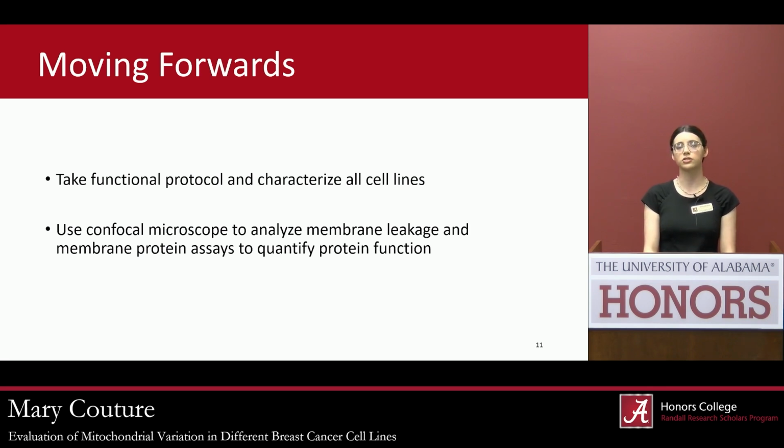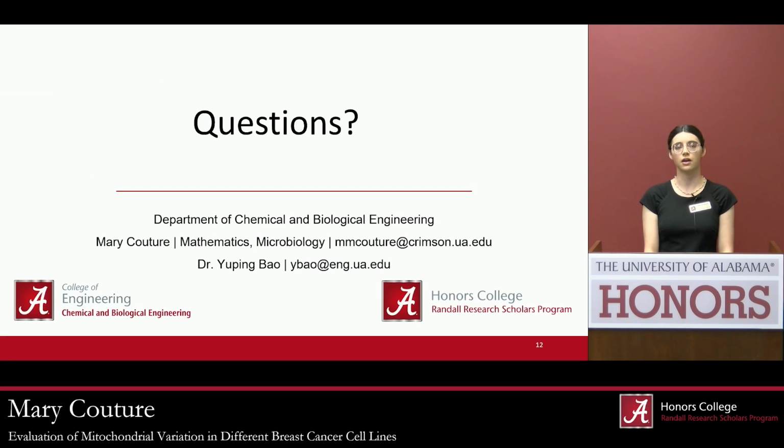Once we have this information, we will then move on to a functional analysis, first using a confocal microscope to determine the leakage across the mitochondrial membrane, which is what gives rise to the changes in membrane potential. We will then take a protein assay and determine the function of different proteins within the mitochondria that are involved in the TCA cycle. This will tell us where in the cycle the mitochondria is not functioning properly, specifically complex 1 and 2. I am now open for questions.